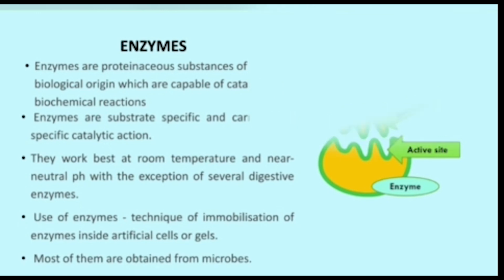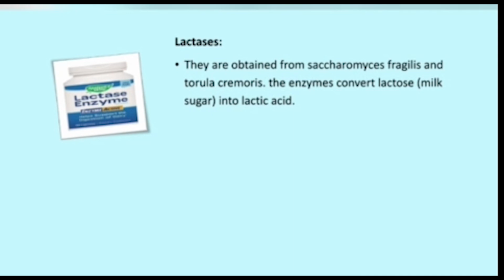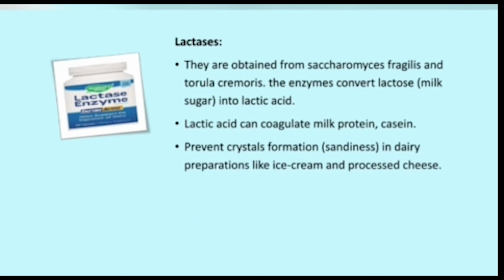Lactases. They are obtained from Saccharomyces fragilis and Torula cremoris. The enzyme converts lactose into lactic acid. Lactic acid can coagulate the milk protein casein. Lactases prevent crystal formation, that is sandiness, in dairy preparations like ice cream and processed cheese.